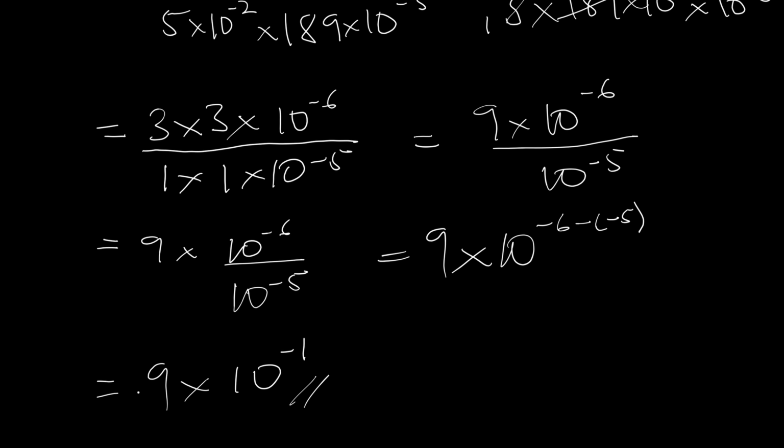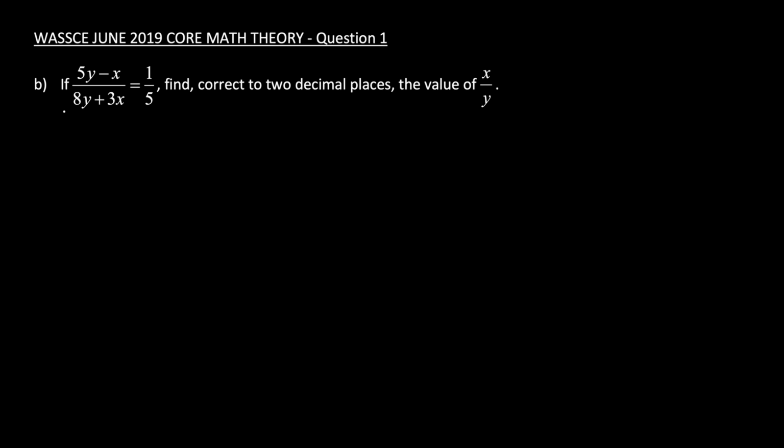Remember, in standard form there is no decimal point, and from our answer you can see that there's no decimal point, so this is in standard form. That brings us to the end of question 1A. We'll be moving on to question 1B. If 5y minus x all divided by 8y plus 3x is equal to 1 over 5, find, correct to 2 decimal places, the value of x over y. So let's move on to the solution.